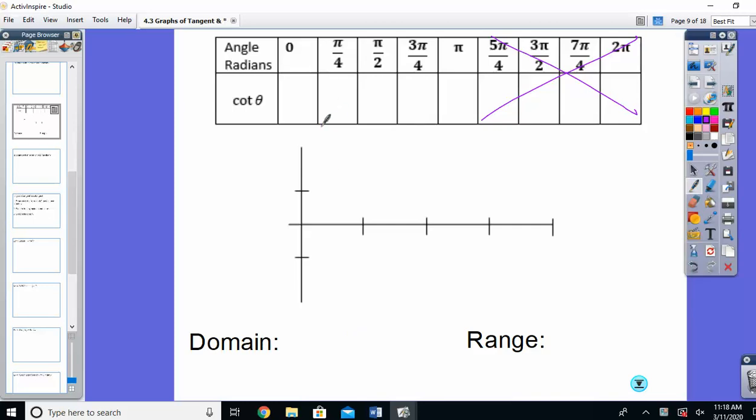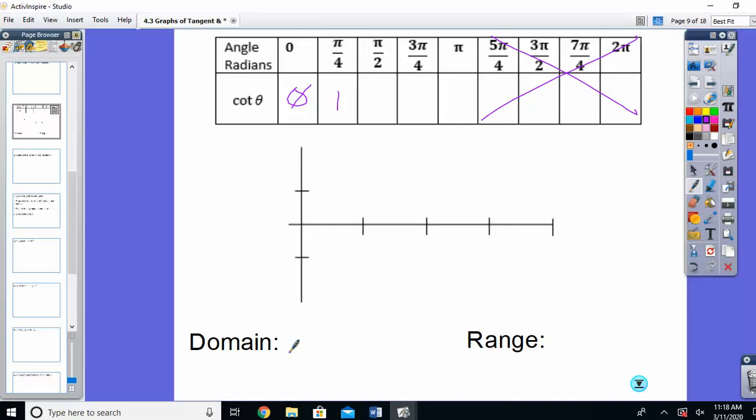Okay, so at 0, cotangent is the reciprocal of tangent. So tangent of 0 is 0. That means cotangent would be undefined. At pi over 4, tangent of pi over 4 is 1. So cotangent would be 1.